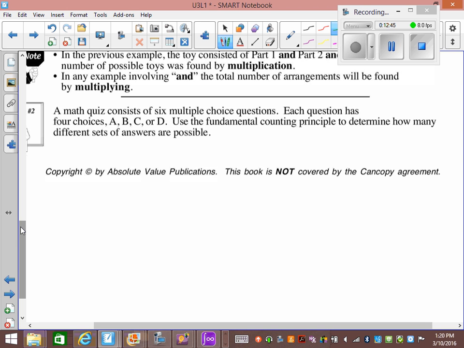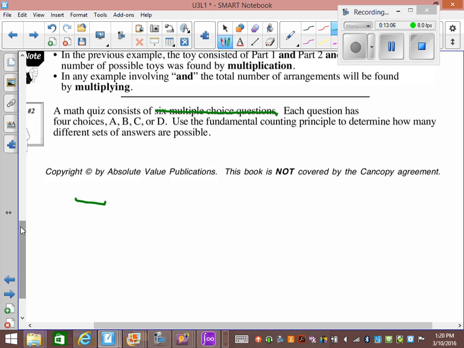So a math quiz consists of 6 multiple choice questions. That's supposed to be underlined and not lined through. Sorry, my thing is a little off. That's underlined, not crossed out. Okay, so the math quiz consists of 6 multiple choice questions. Those are the separate parts that make the whole test, right?